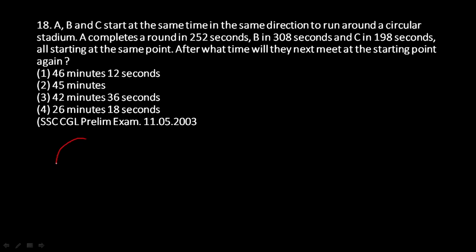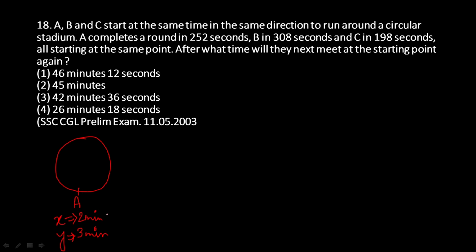Okay, first of all, let's clear the concept. Say from a point, three people X, Y and Z start. Take just X and Y. X completes the round in 2 minutes, whereas Y can complete it in 3 minutes. So when will they meet at the same point, the starting point?